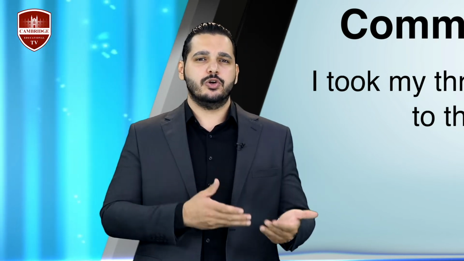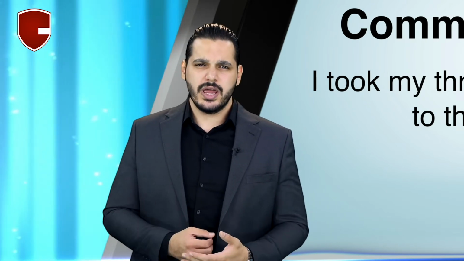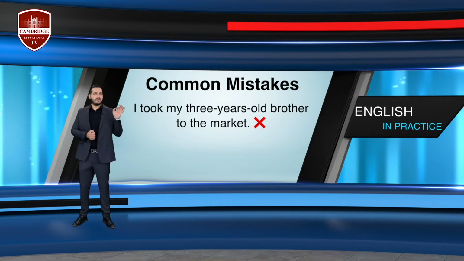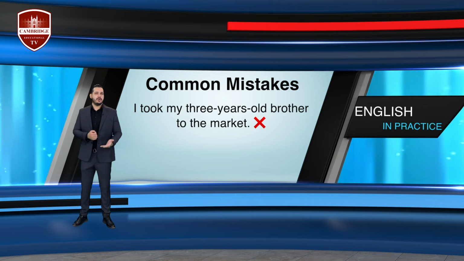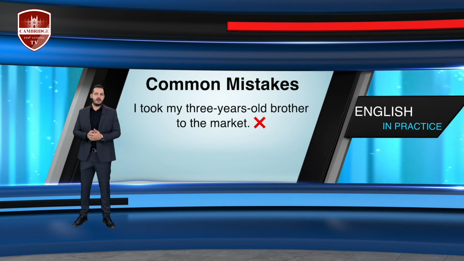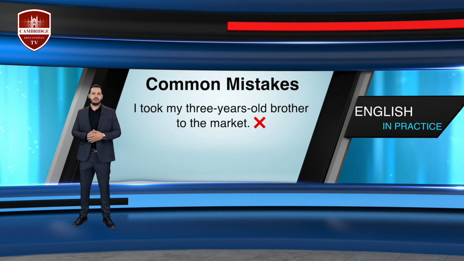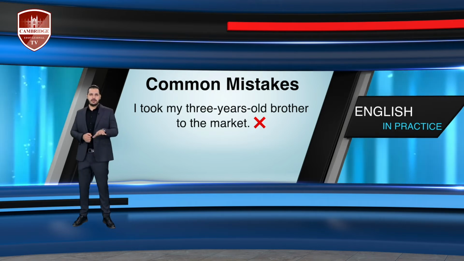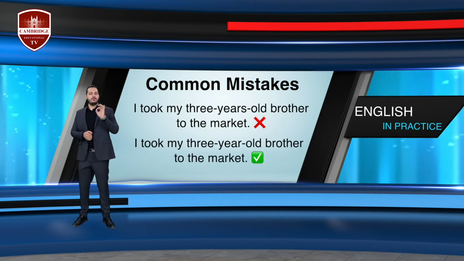If I say "I took my brother to the market," that would sound weird and strange. Why would you take your brother to the market? But when I say "I took my 3-year-old brother," this adjective gives you more information about my brother, and it implies why. It implies the reason I have to take my brother to the market. He is 3 years old and he can't go to the market on his own. So the correct form here is "I took my 3-year-old brother."